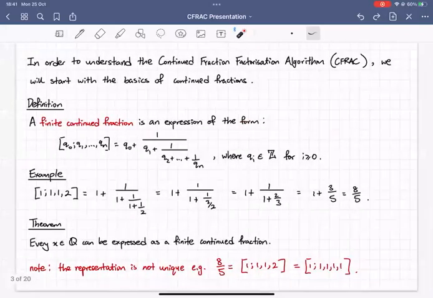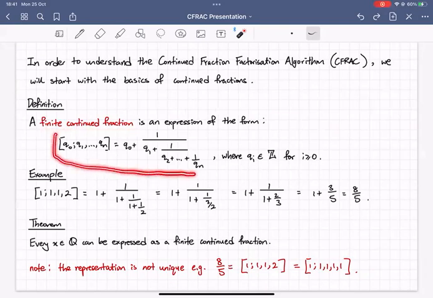So let's get into some continued fractions first. We need to understand what a continued fraction is before understanding how the algorithm uses them. So the definition: a finite continued fraction is an expression of the form like this, where the q_i's are integers for i greater than or equal to 0. So I have an example here.